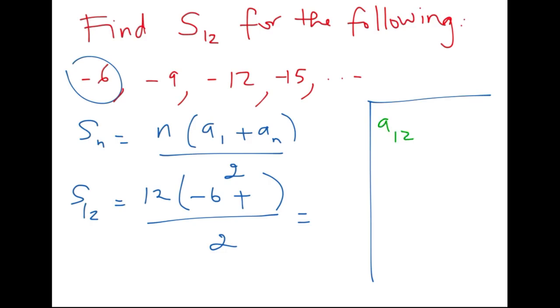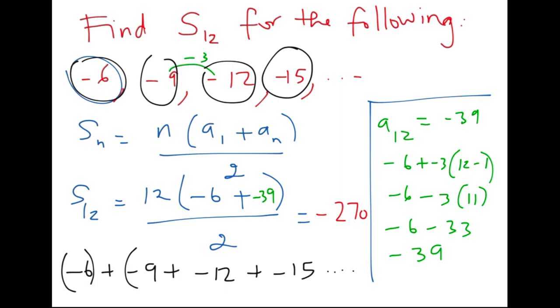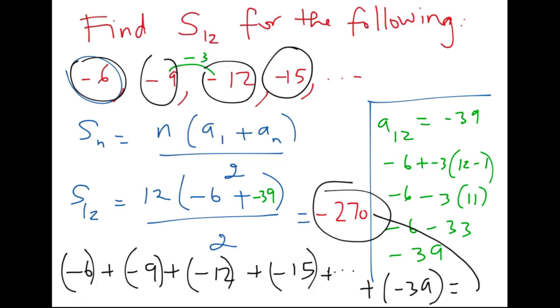A of 12, I use the explicit formula for the arithmetic sequence, is A of 1, that's negative 6, plus d, the common difference here is negative 3, correct? So times negative 3, 12 minus 1, so that's negative 39 here. Put it right here, that's what I'm looking for, and then I work this out, negative 270. In other words, what that means basically is I'm adding these negative numbers until the last number, which is supposed to be negative 39. I will get to negative 270, and that would be the sum of the 12 terms.